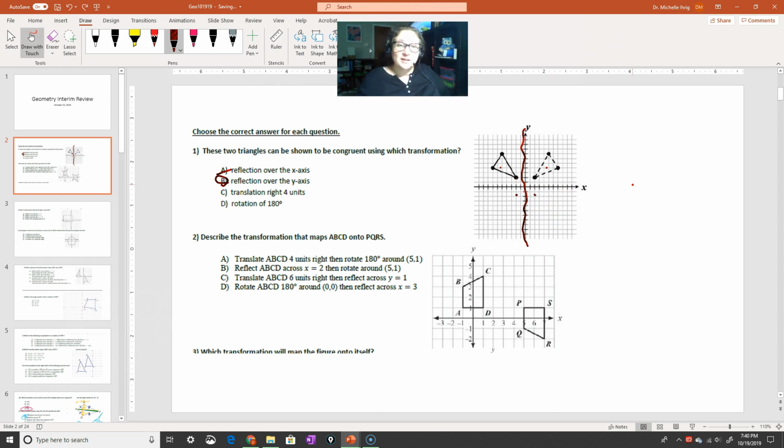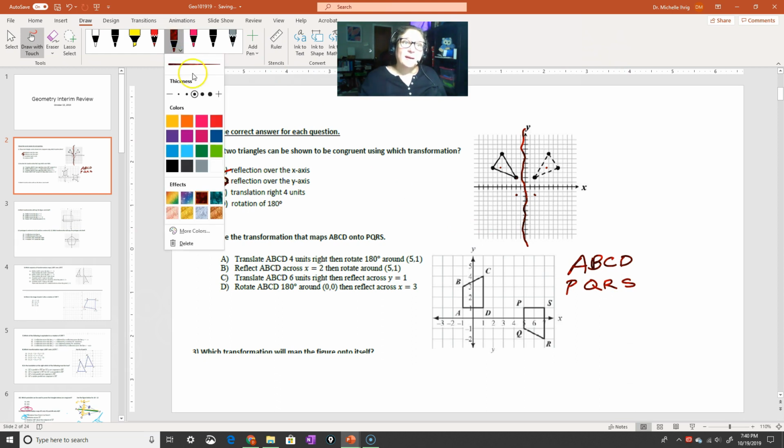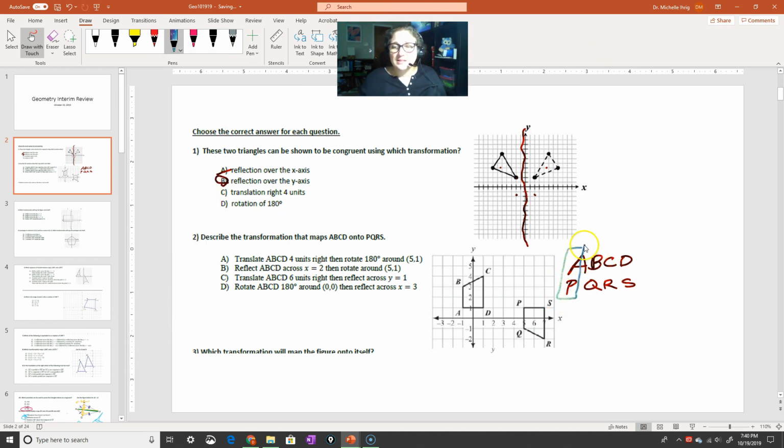Describe the transformation that maps ABCD onto PQRS. Just as a reminder, we've talked about this before. We really don't need to do this for this problem, but anytime they give you letters like that and they say that it maps onto something else, please take the time to just write it out. That way you can easily see that A would map to P, B maps to Q, C maps to R, and D maps to S. That's definitely going to be a question.